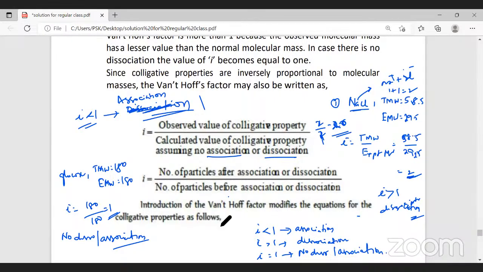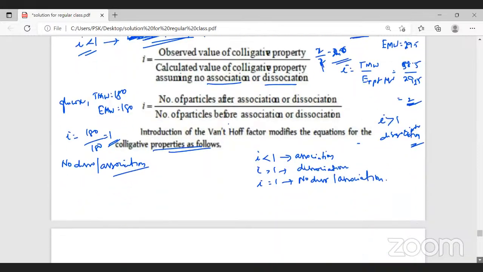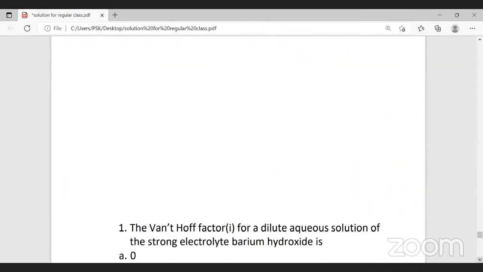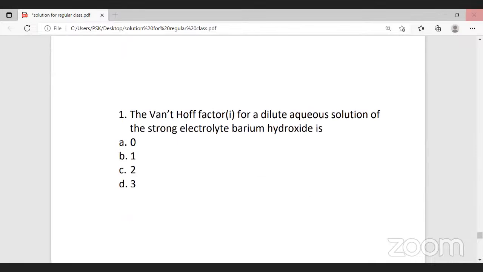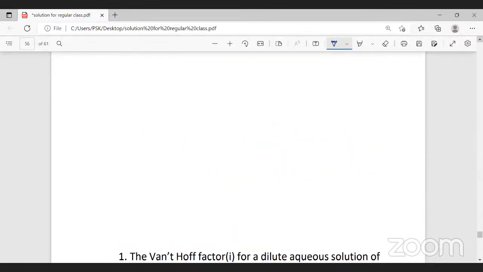If a solute undergoes dissociation or association, the equations of the colligative property, with the Van 't Hoff factor, are modified. Now, what is the modification we are going to learn? Two equations I will give you. You have to remember these two equations to work out the problems.